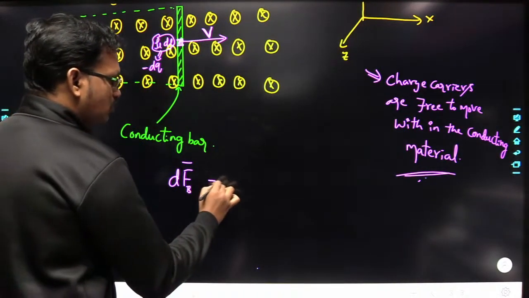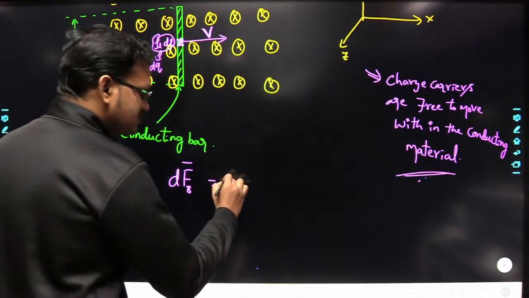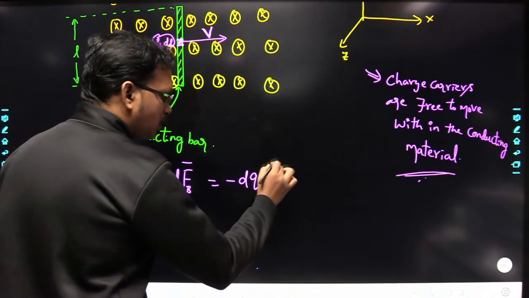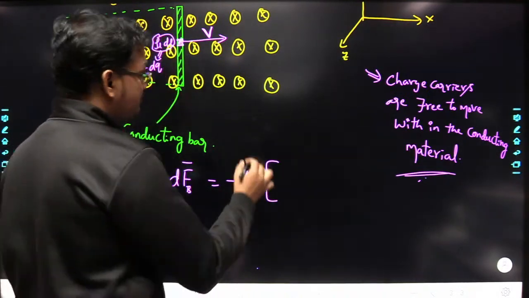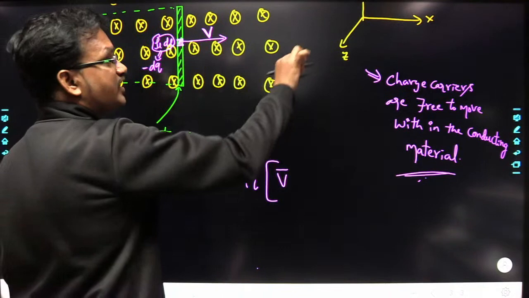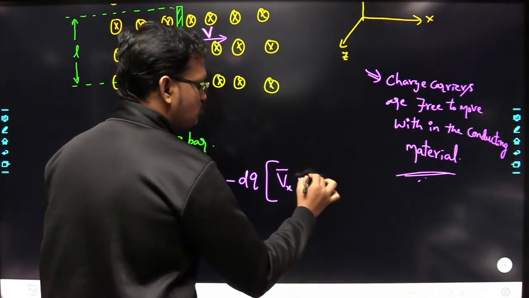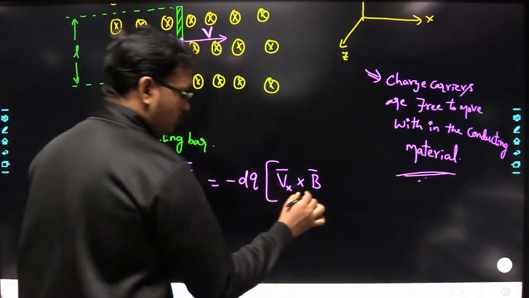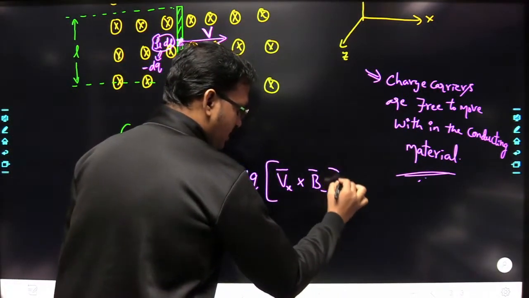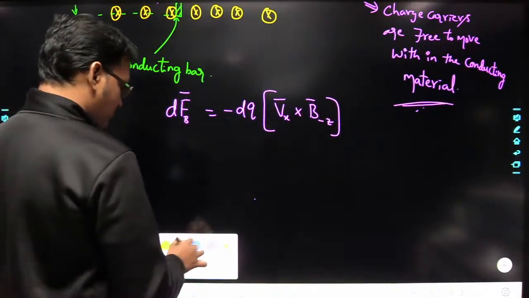Okay, so this is equal to what? This is equal to minus dq into v bar. V is pointing in which direction? X direction. So v is in x direction, cross b bar. So b is pointing in which direction? Into the board, so negative z direction. Understood? Okay.